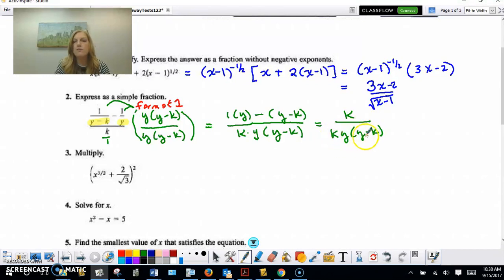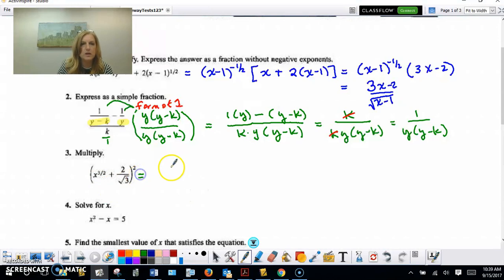You leave denominators factored because the objective is to simplify and to eliminate factors from the top and the bottom. So the bottom, don't multiply it out because it's already in factored form. That is your main objective. And then here we can cancel the k out, so this would go away, and we end up with our final answer, which is going to be 1 over y minus k.